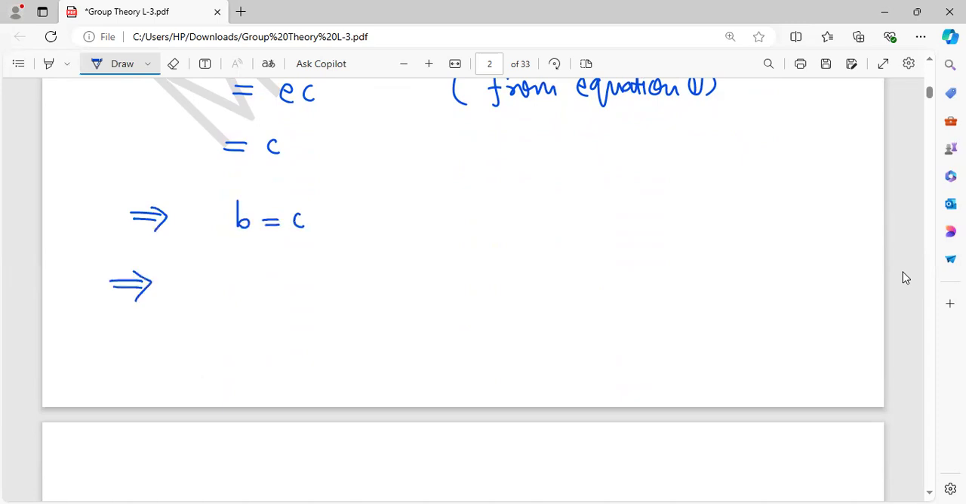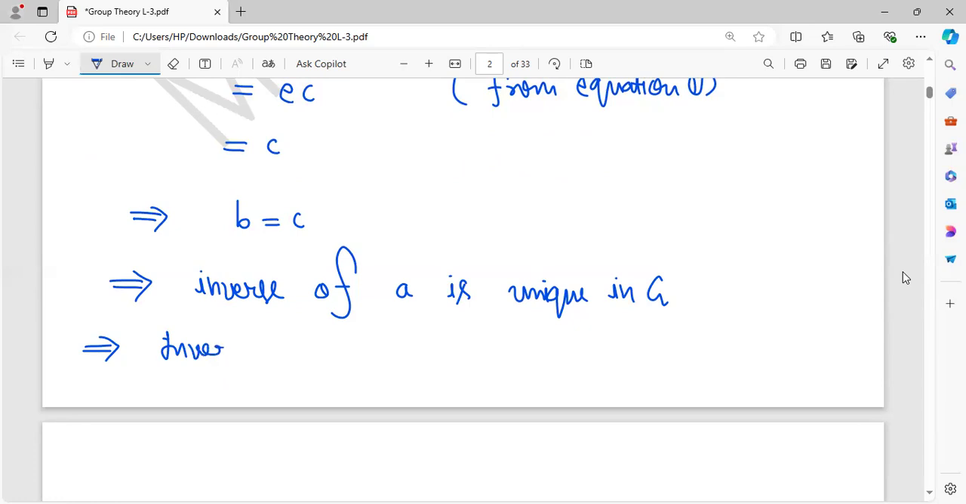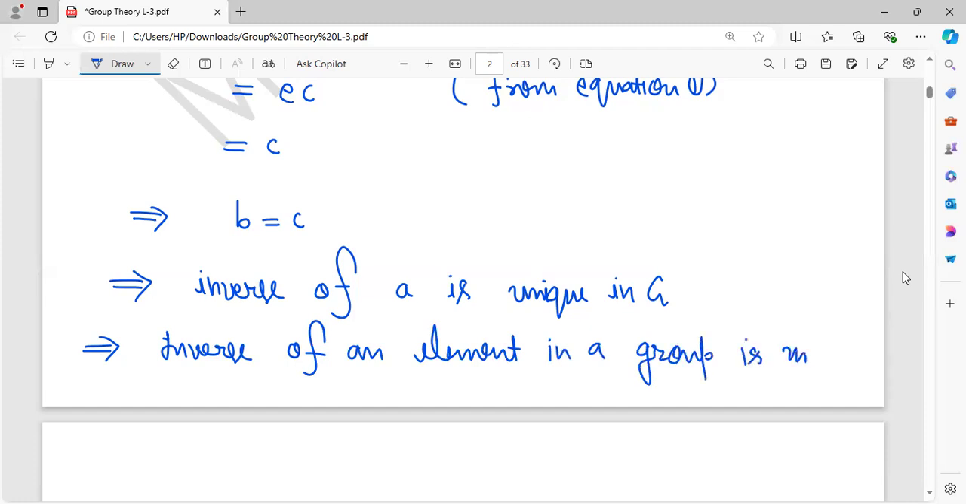So this implies the inverse of a is unique in G. So this implies the inverse of an element in a group G is unique. Okay. So this is true.